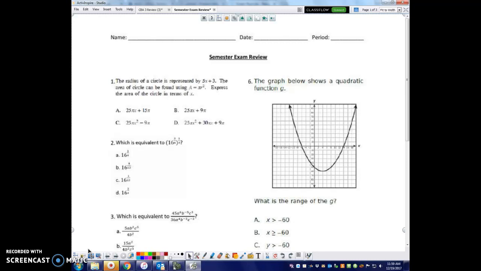And you can also come and talk to me if you are doing it by hand, and we can go over how to correct some little minor errors if you need to do that. Okay, so let's look at number 1.